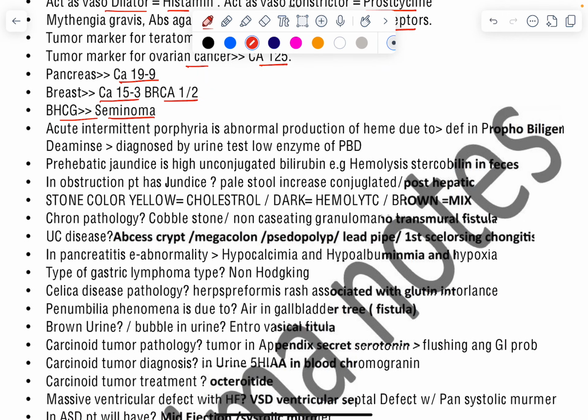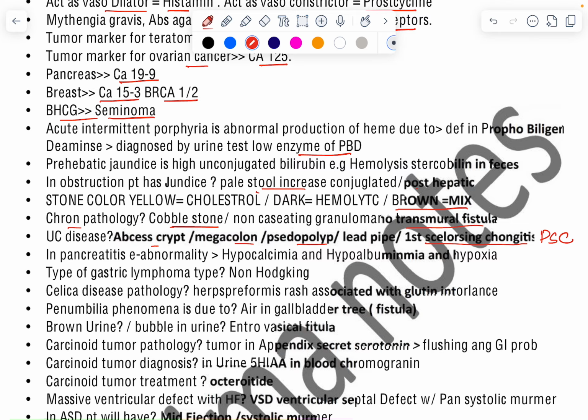Porphyria: abnormal production of the heme due to increased porphyrin gene, diagnosed by urine test. Prehepatic jaundice, conjugated hemolysis, obstructive jaundice, patient with pale stools, post-hepatic, stone, color yellow, dark hemolytic brown mix. Crohn pathology: cobblestone, non-glistening, transmural, alternate skip lesions, megacolon, pseudopolyps, primary sclerosing cholangitis.